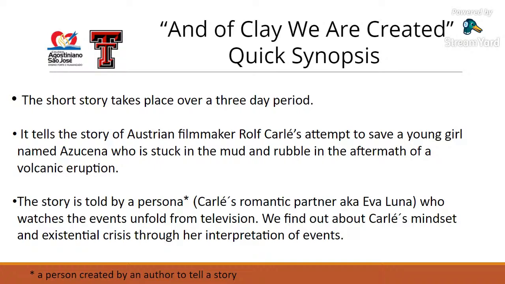The story is told by a persona. What is a persona? It's a person created by the author to tell a story. It's first person, okay? But it's not a real person. It's not like I'm telling the story. I create somebody and I tell it in their voice. In this case, it's Carlé's romantic partner, also known as Eva Luna, who watches the events unfold from television. We find out about Carlé's mindset, okay, what he's thinking, and his existential crisis through her interpretation of events.